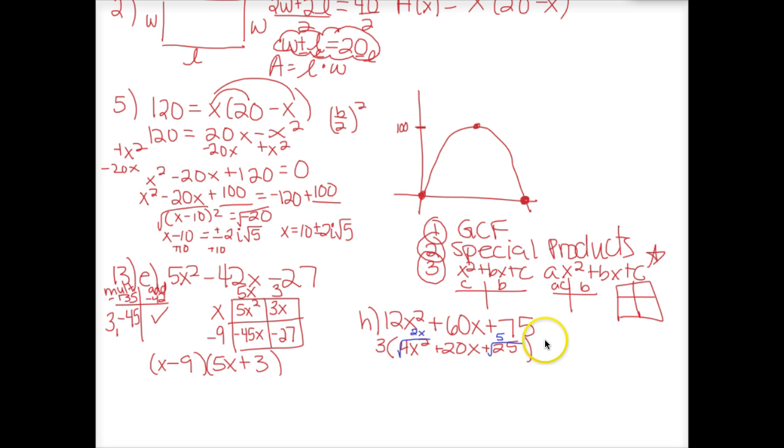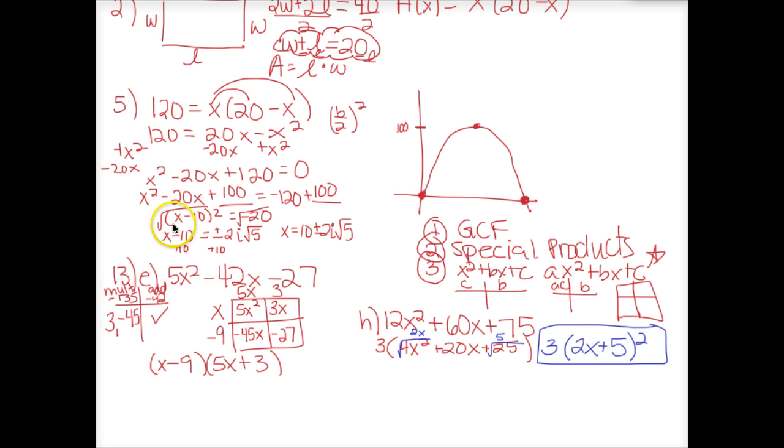I just went through my checklist, so that means don't forget to bring the 3 on the outside that was already there. Square root of the front goes in the front, 2x. Square root of the back goes in the back, 5. And then the sign of the middle term goes in the middle, plus. And so I am done with that.